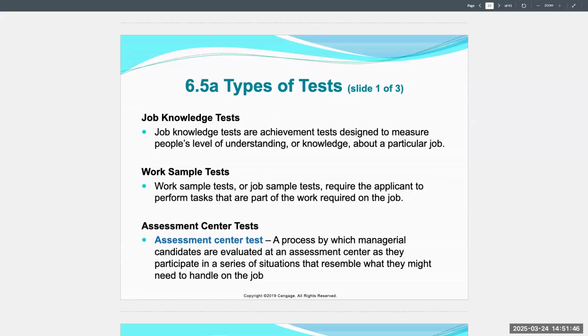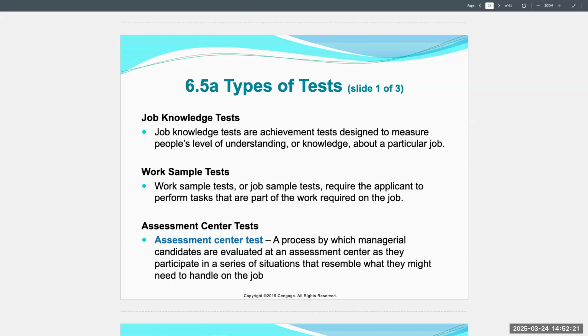Now, there are different types of tests. You have job knowledge tests, which measure the candidate's ability in specific subject matters. These are best used for roles that require technical skills, such as accounting, software engineering, or regulatory compliance. Work sample tests are particularly powerful. They simulate actual tasks that the candidates will face on the job. So a graphic designer may be asked to create a layout, while a programmer may be asked to solve a coding problem. These tests have a very high face validity.